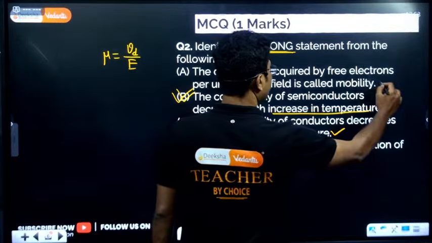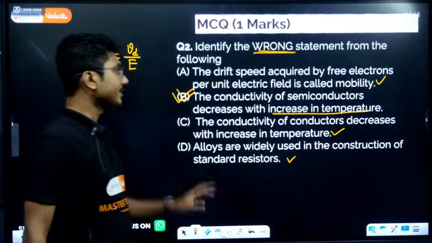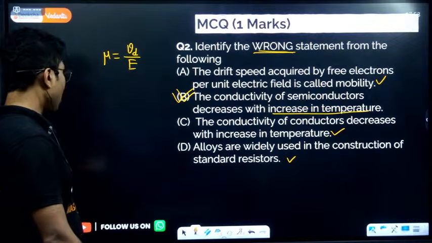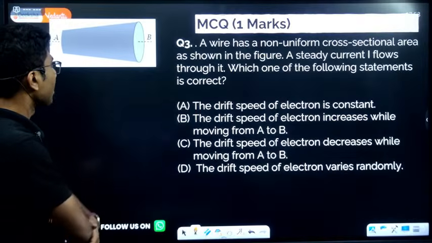So options A, C and D are correct statements. Option B is incorrect. So the incorrect or wrong statement is option number B.